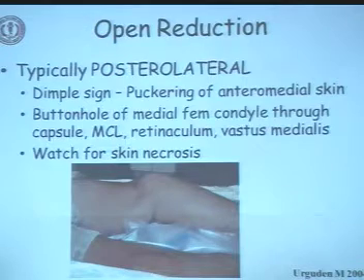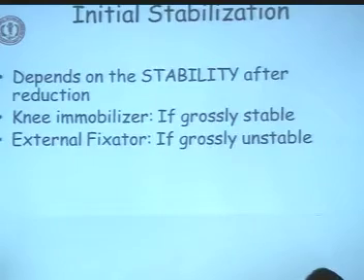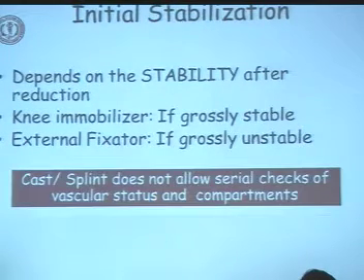If the closed reduction is not possible, go for open reduction. Initial stabilization after closed or open reduction depends upon the stability after the reduction. If the knee is grossly stable, then go for a knee immobilizer, and if it is unstable, go for an external fixator.